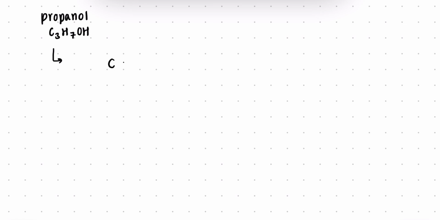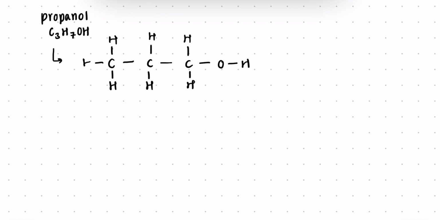So we have 3 carbons, and these 3 carbons are bonded to each other. So we're going to show it like this. Now, we're going to assume that the oxygen and the H group is attached here, and that we just have to fill in all the other hydrogens. So there are 7 other hydrogens left. So this is a structural formula of propanol.